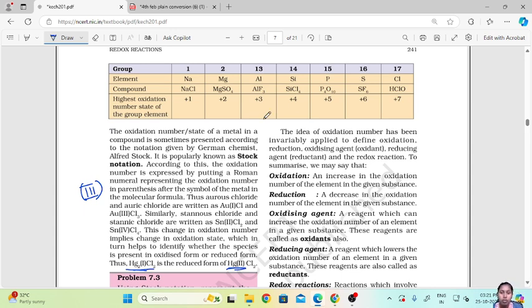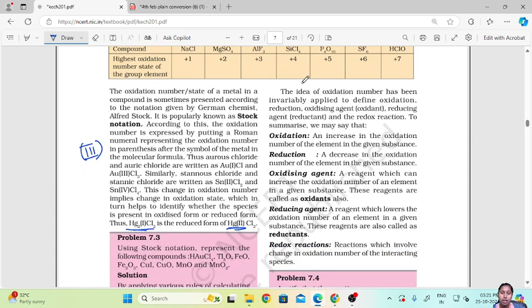Now the idea of oxidation number has been invariably applied to define oxidation, reduction, oxidizing agent, reducing agent, and redox reaction. So this oxidation number is applied to define reduction, oxidation, oxidizing agent, reducing agent, and redox reaction. Now let's see how. Just a summary here.